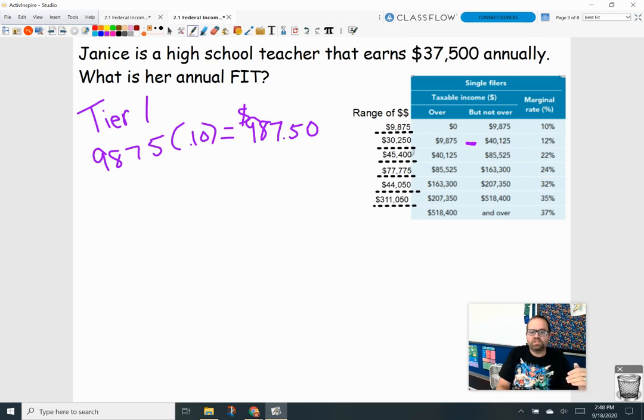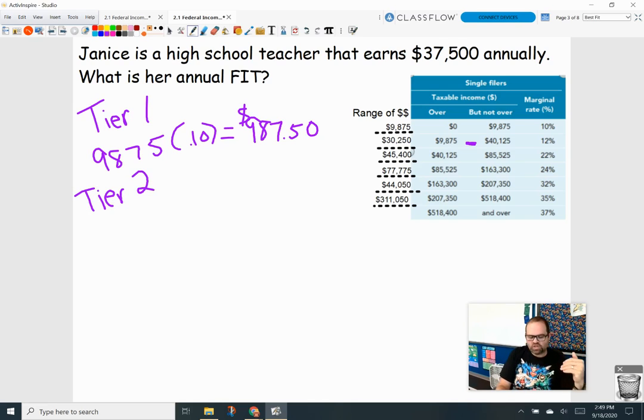Now, every person that makes over $9,875 is going to pay $987.50 in Tier 1. It doesn't matter if you make $10,000. It doesn't matter if you make $100,000. Once you hit that $9,875, they're going to be charging you 10% taxes. Okay, Tier 2.